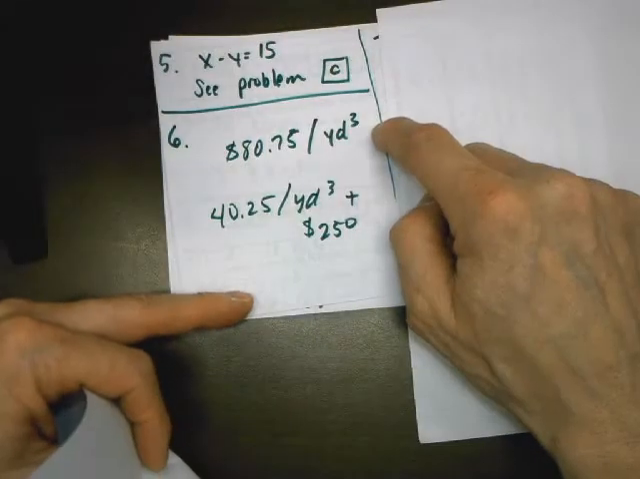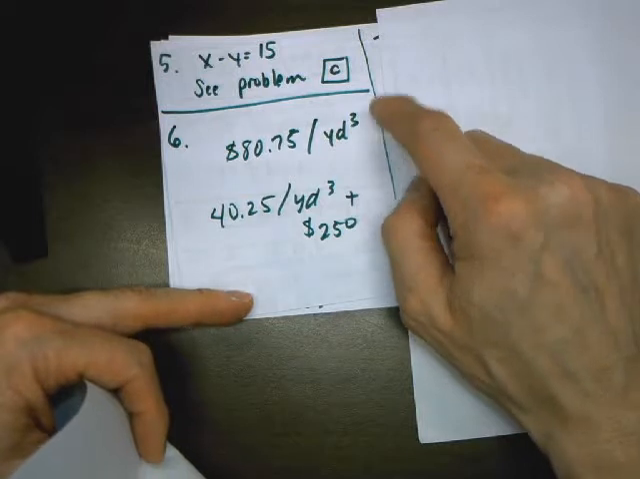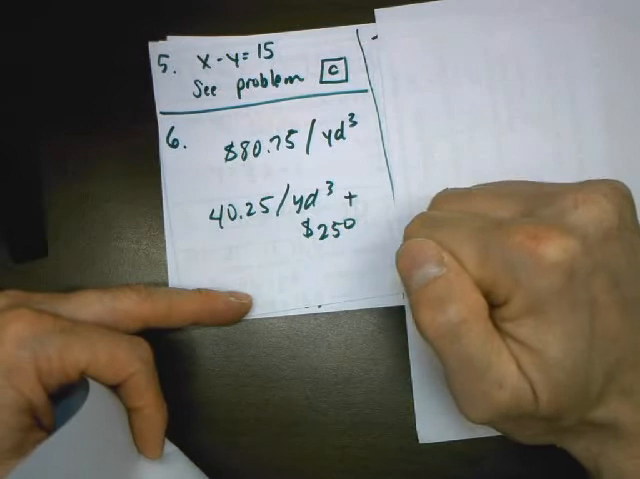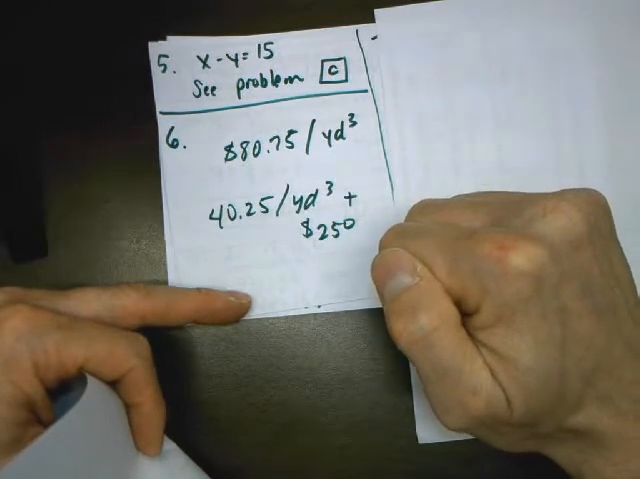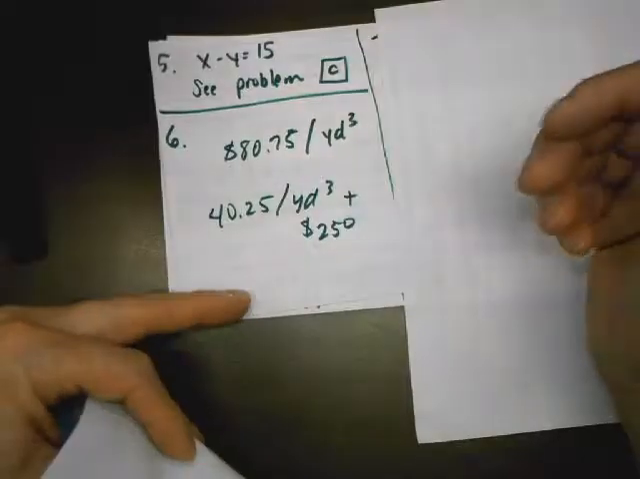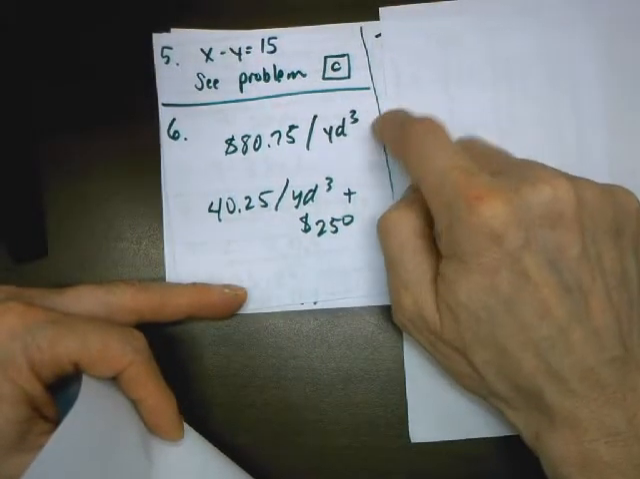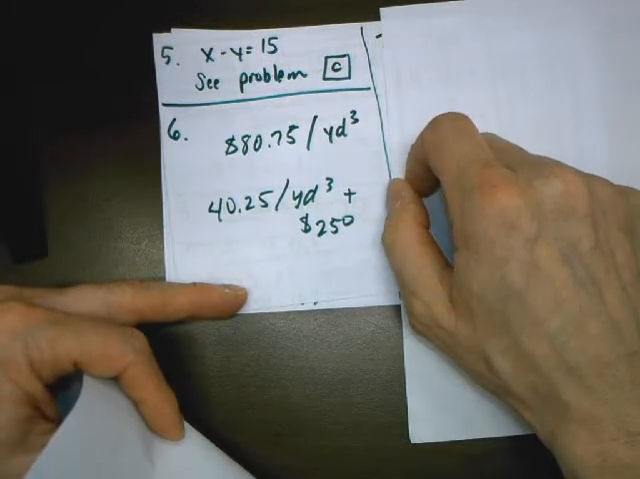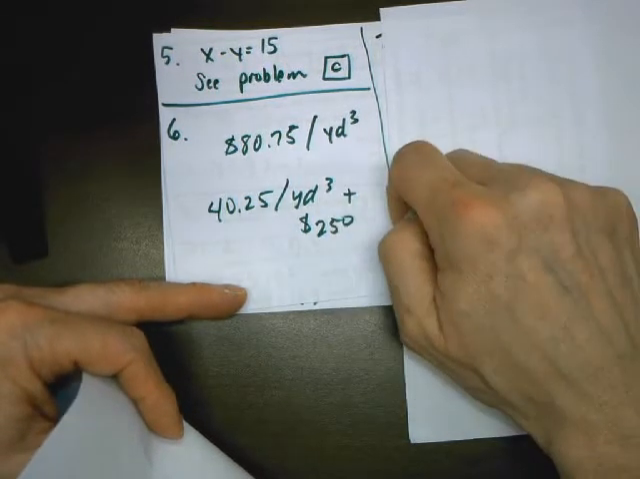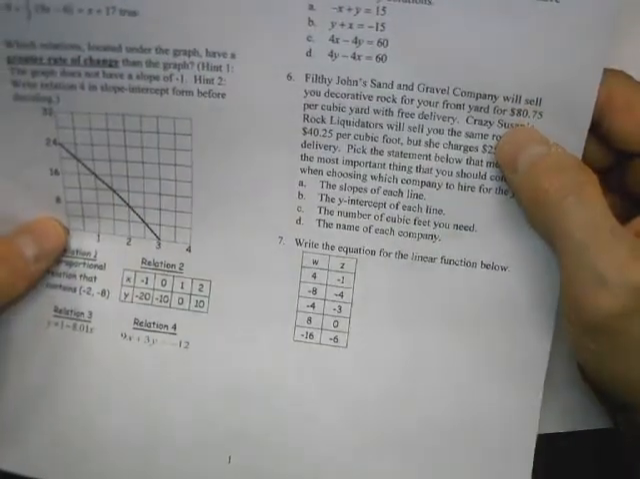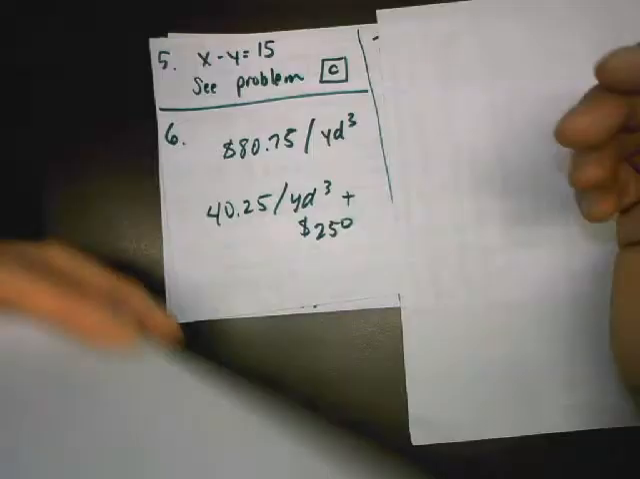Next one, the y-intercept of each line. The y-intercept means the starting point. Starting point means the delivery fee. These guys have none. These guys have 250. So now these guys look better. So that's not enough either. C, the number of cubic yards you need. If I was only ordering 1 yard, I would go with these guys. If I was ordering 1,000 yards, these guys are going to be way cheaper. So what matters is how much you're going to order. And D, the name of each company. Oh, that's just silly. That's not the answer.